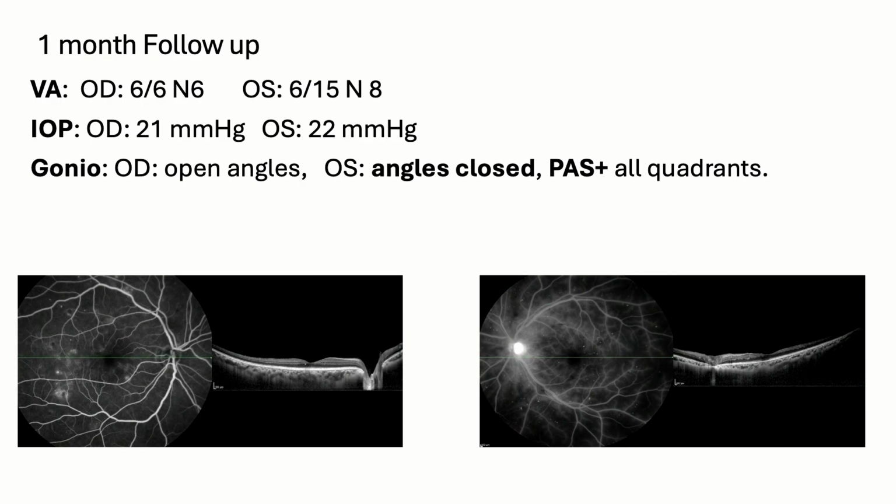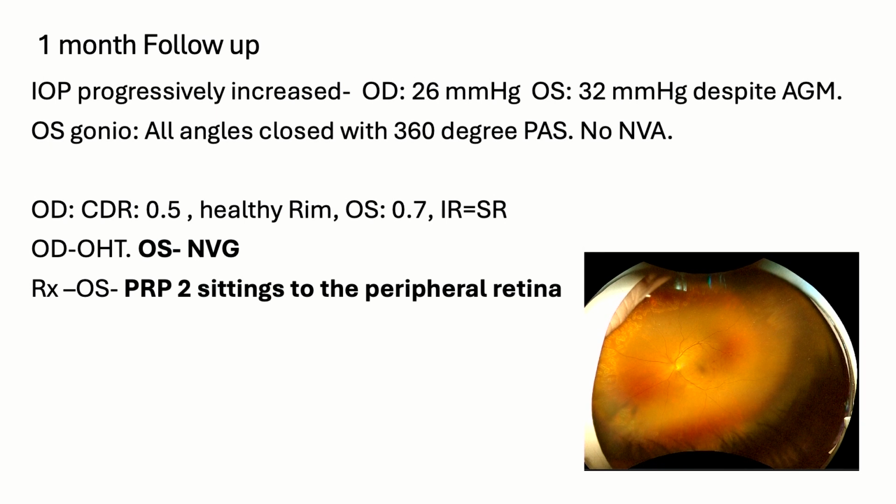And 1 month later, when she came, the vision was a little further down in the left eye, and the pressure started increasing even in both the eyes. Angles were open. This FFA is actually for the next slide, but I'll go back here. So again, we had a little suspicion, but we just wanted to watch. A month later, she came with a high pressure and a pain. The angle started having a little closure.